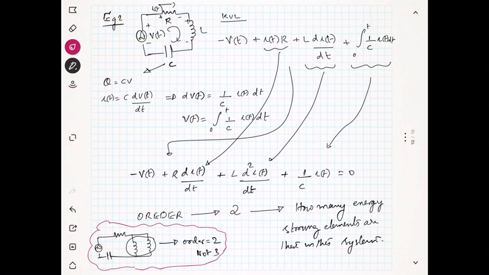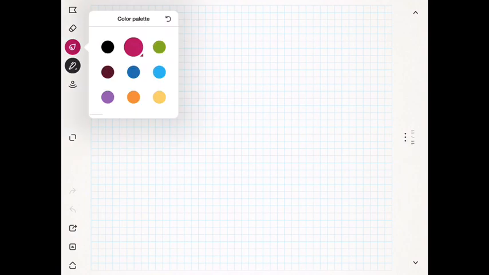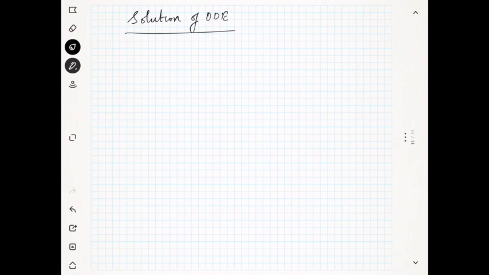Now what do you mean by the solution of a differential equation? What do you mean by the solution of the ordinary differential equation? So let us consider an example. dy by dx is equal to cosine x.